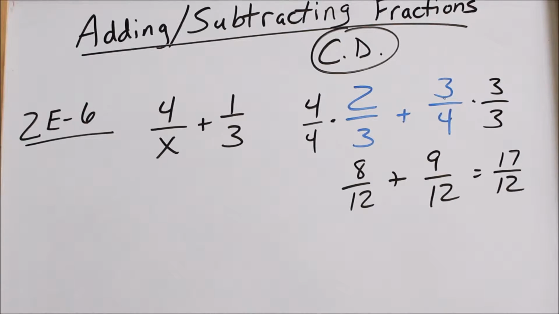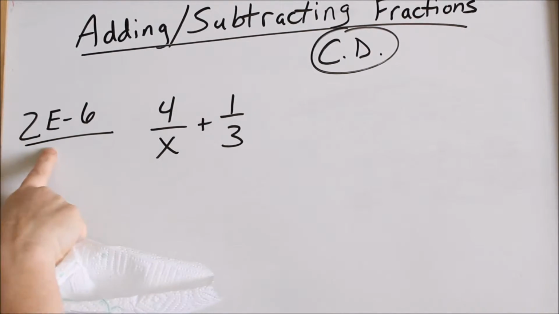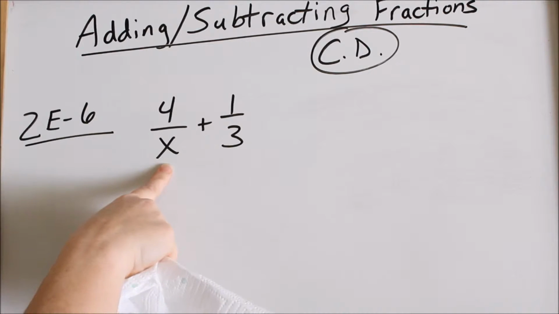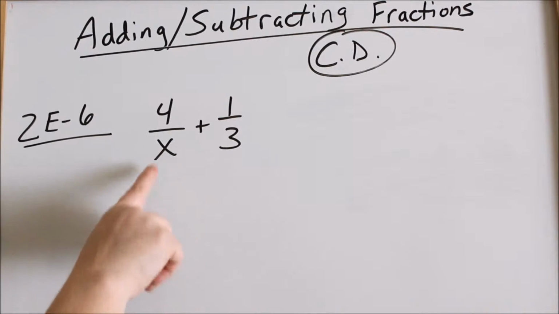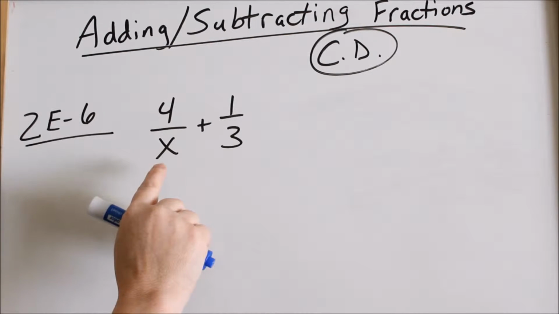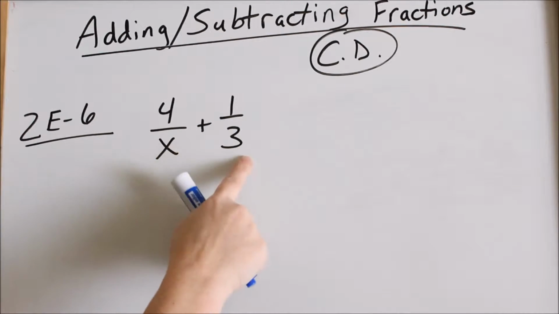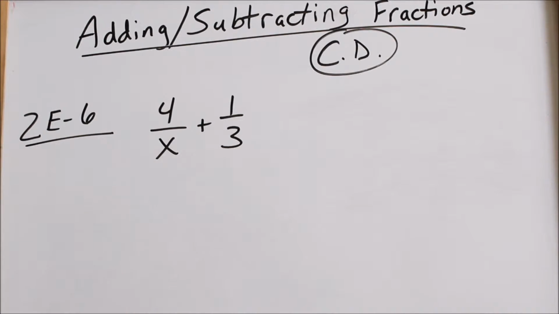Alright, now let's look at problem 2E6. Okay, now we're adding fractions, but we're in the world of letters and numbers. 4 over x plus 1 over 3. Worst case scenario, to find a common denominator, you multiply these two things together. So my common denominator would be 3x.